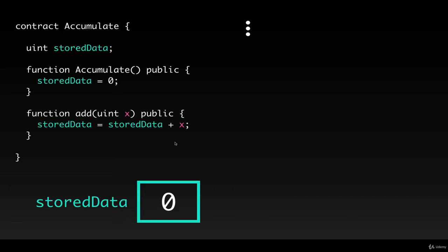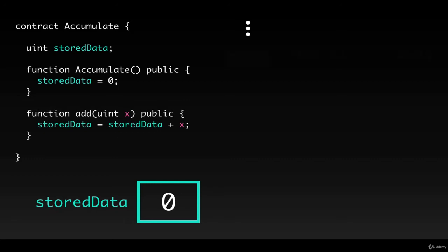The only thing people can tell our code to do is to add something. Again, we haven't explained functions. If you don't know what they are, don't worry. Just know that if somebody sends a line of code that says add and then a number, we're going to take that number and add it to stored data across the entire network.